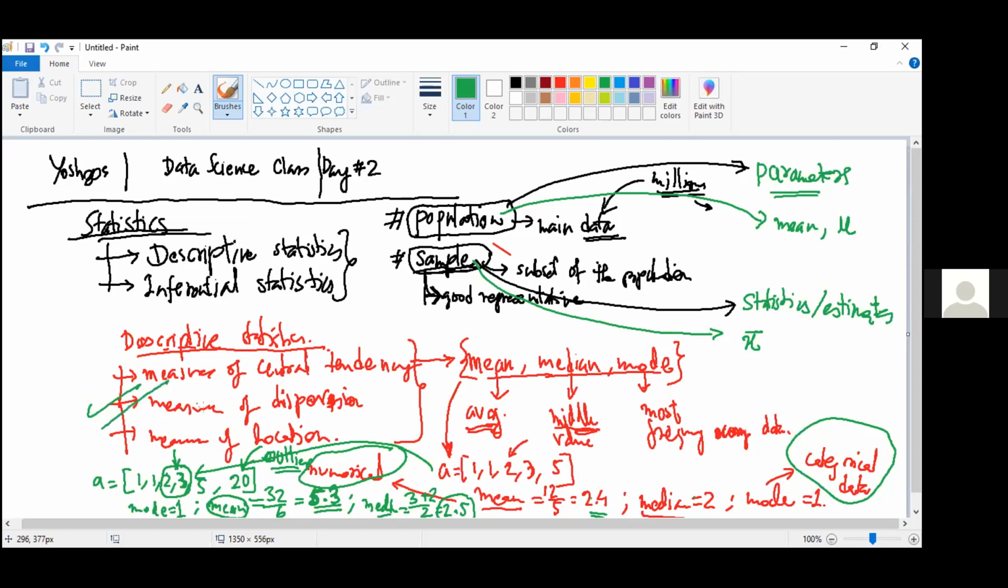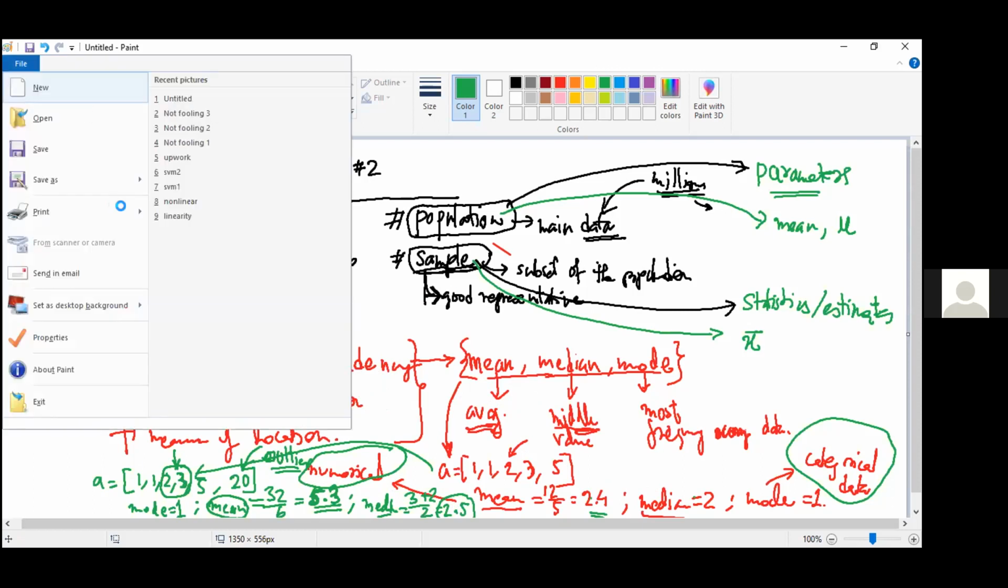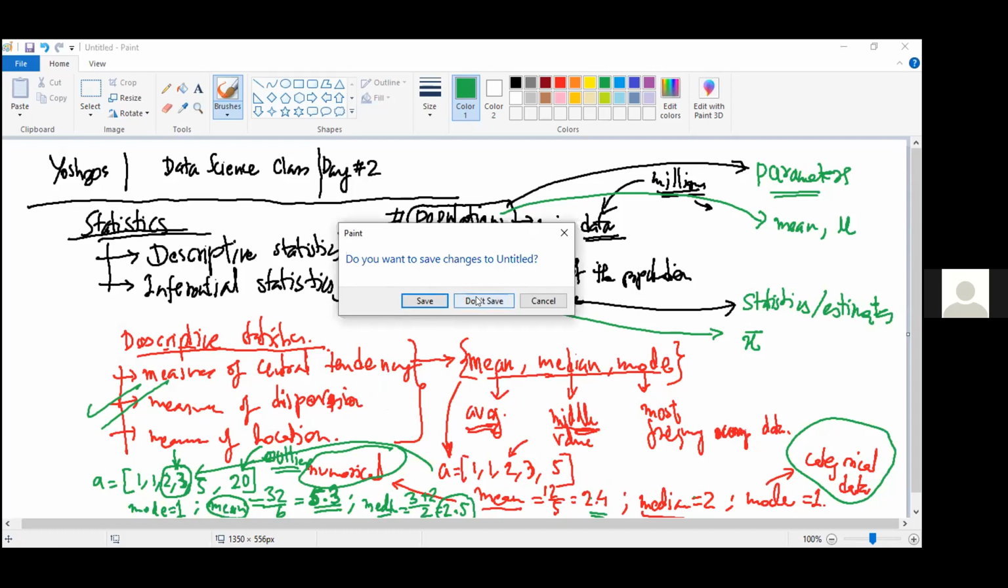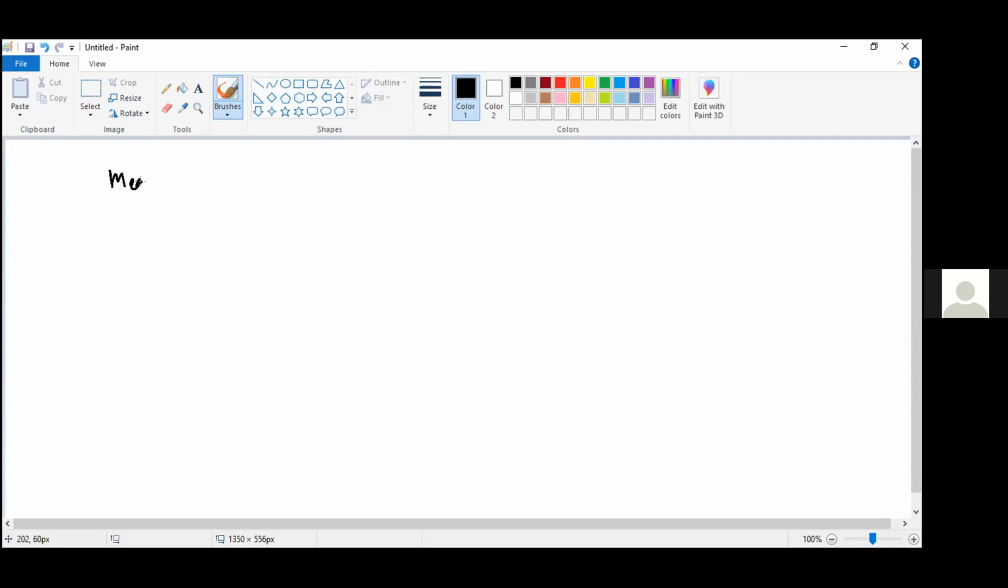Next we have measures of dispersion. When we say dispersion, we are talking about numerical quantities that give you an idea about how much the data are spread with respect to the mean. So, measures of dispersion. This is another descriptive statistics question.